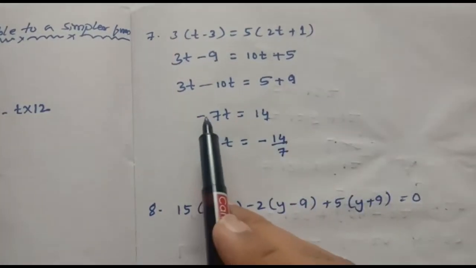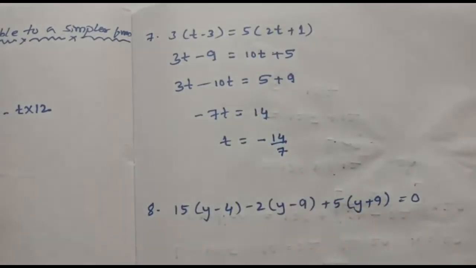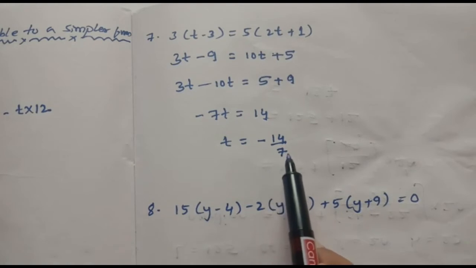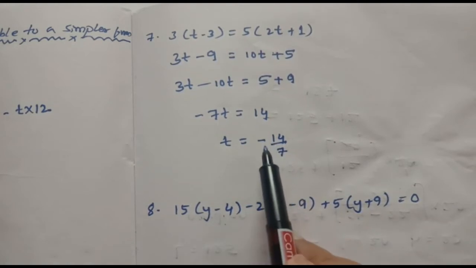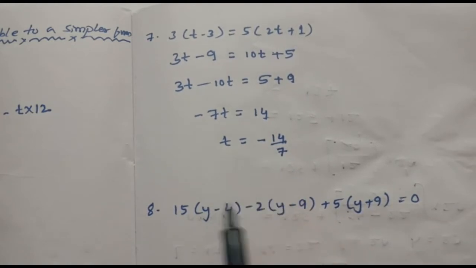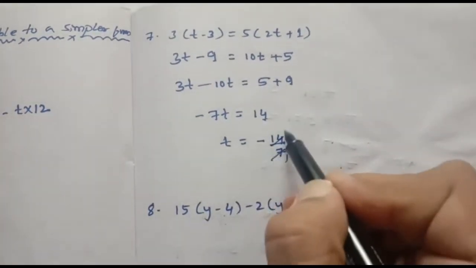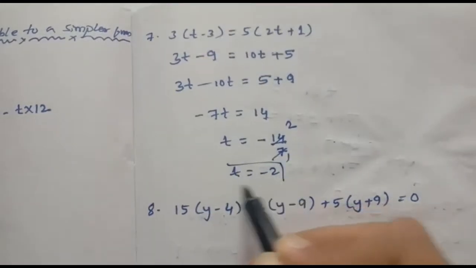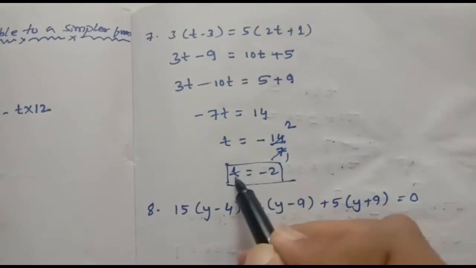I transfer this minus also to right hand side. When you transfer minus 7, it will be in division. Minus 7 and division of different sign is minus. I am taking directly minus here. 7 ones are 7, 7 twos are 14. t is equal to minus 2 is the answer.